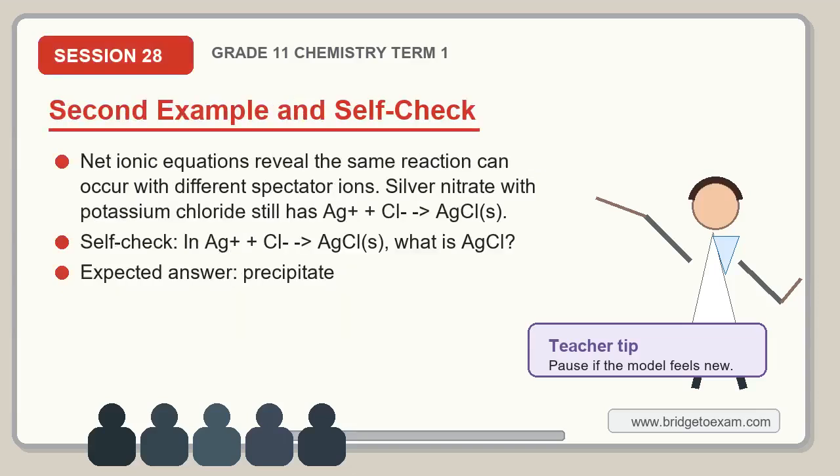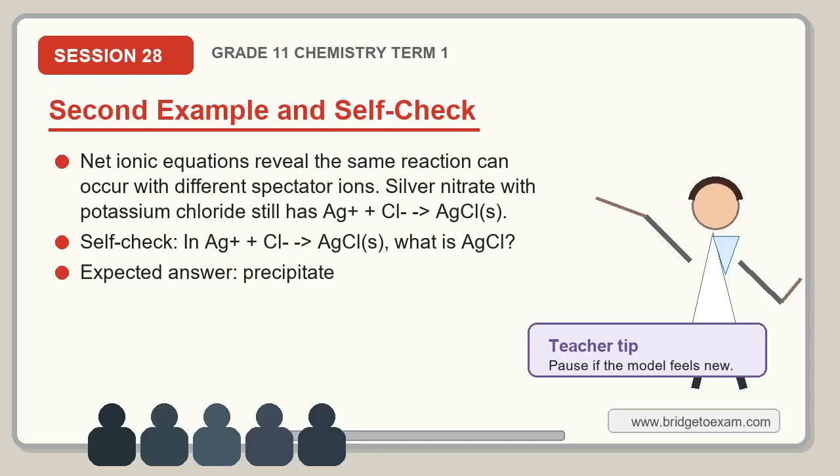Here is a second example. Net ionic equations reveal the same reaction can occur with different spectator ions. Silver nitrate with potassium chloride still has Ag+ plus Cl- gives silver chloride (s). Potassium and nitrate watch from the side.